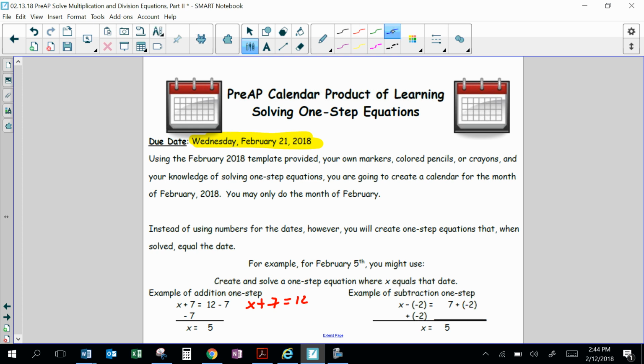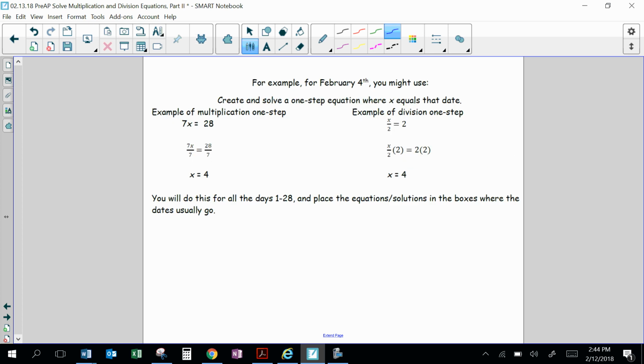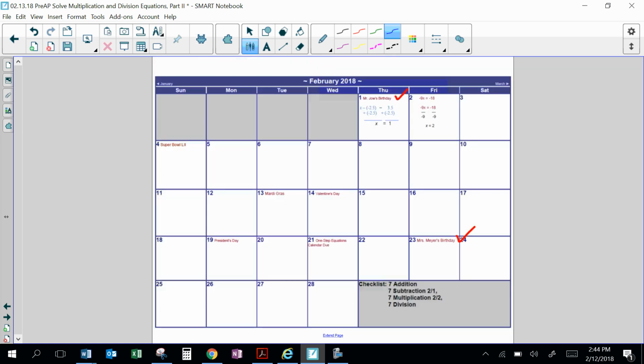Is x isolated? No. The inverse of plus 7 is minus 7. Minus 7 cancels. x equals 5. I would copy this exactly, with my steps and work, onto February 5th. You may copy that down if you want to. x plus 7 equals 12. Minus 7, minus 7. Cancel. x equals 5. So I just did an addition problem. That's February 5th.